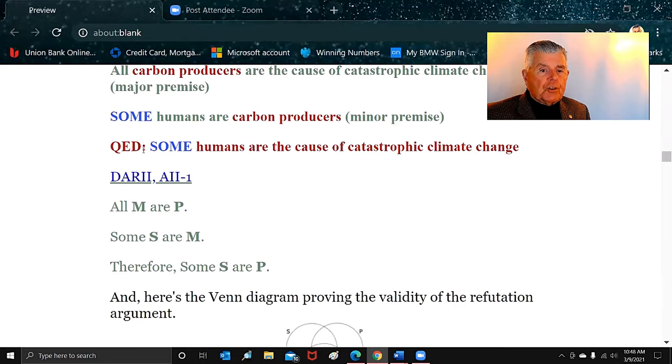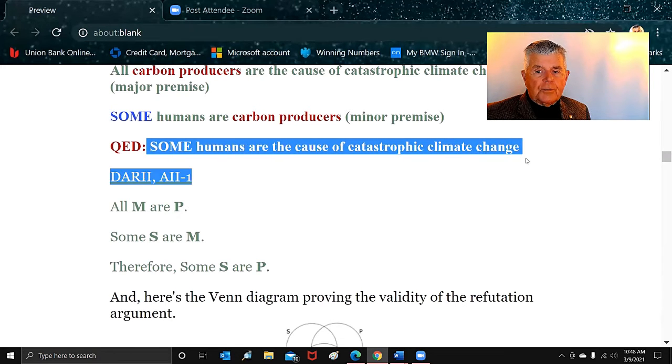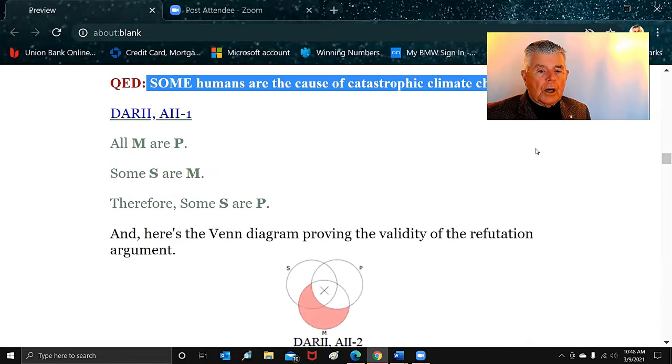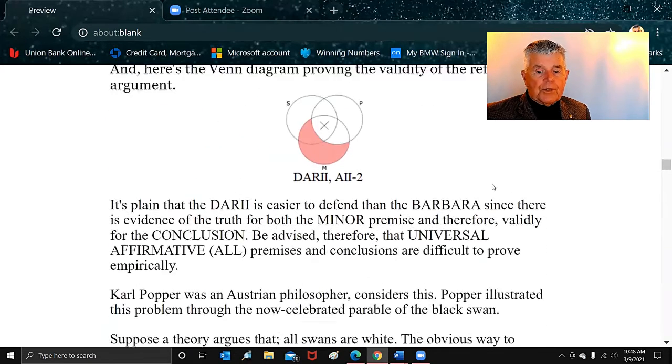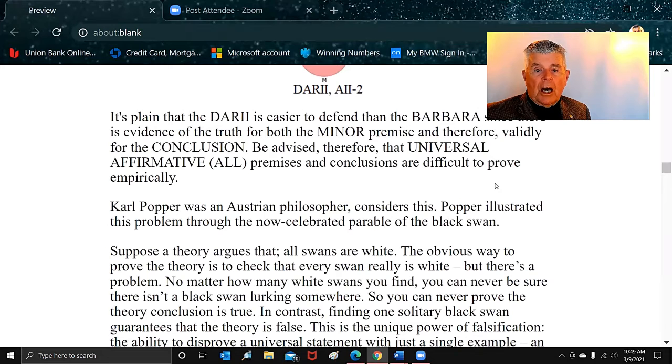This is much easier to defend. This is easy to defend with a Darii. Okay? So there's the Venn diagram for the Darii. It's plain the Darii is easier to defend. We've already looked at the thesis of Karl Popper, namely in his three dogmas of empiricism and induction. He refutes the idea that induction is actually reliable in all cases. It isn't.